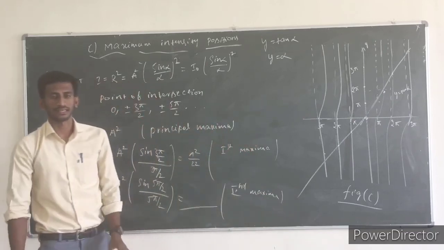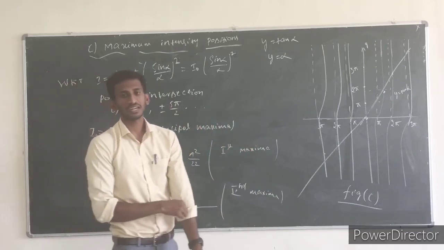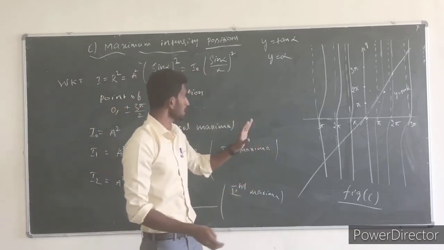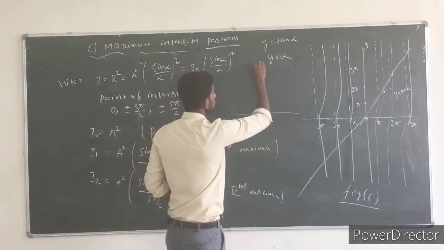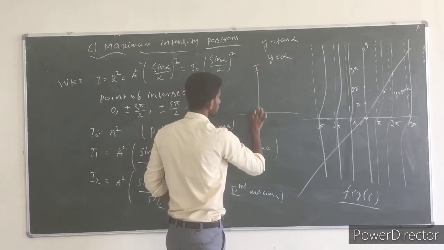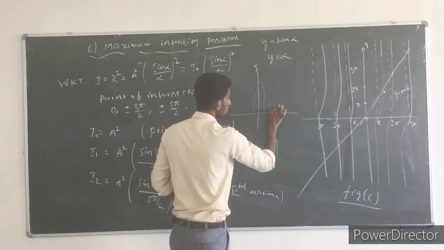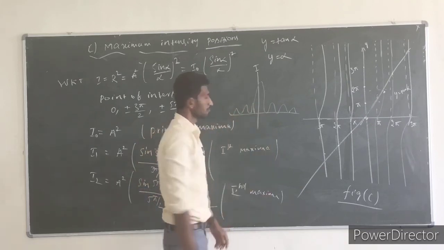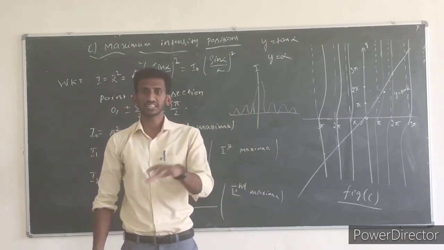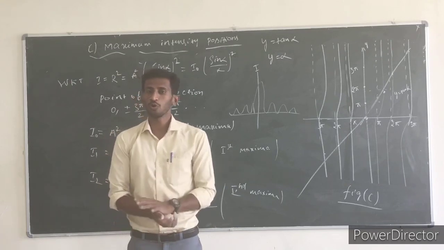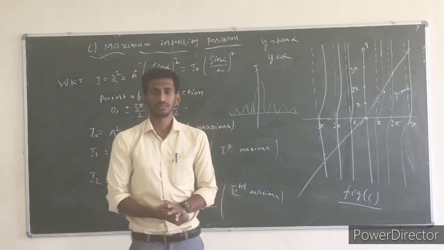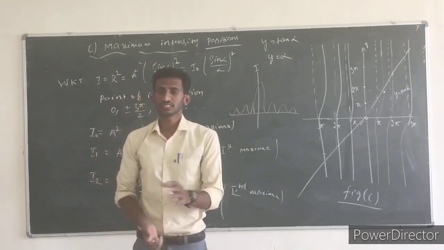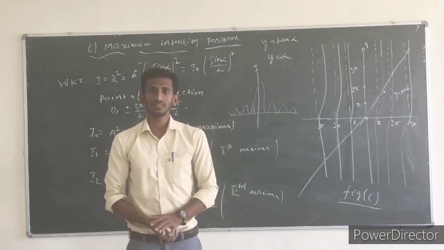Like that. Clear? It means that if I take a graph, this is intensity, we will get the central maxima here. So on either side, we are getting first maxima and secondary maximum and minimum. I hope you people have understood this derivation. So next class we will come up with other concepts. Until then, take care.